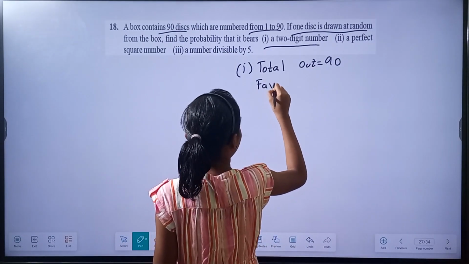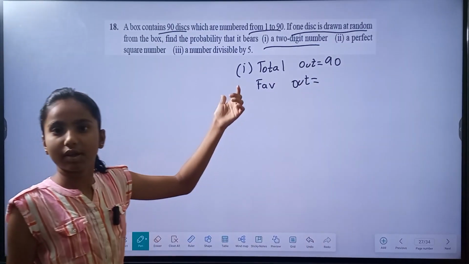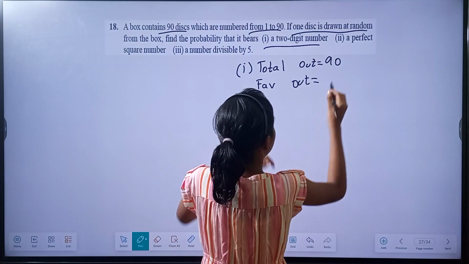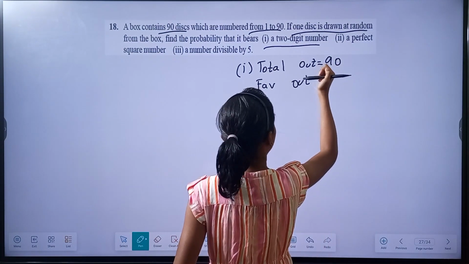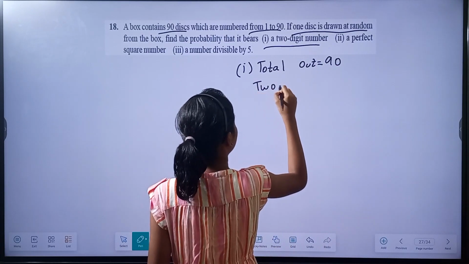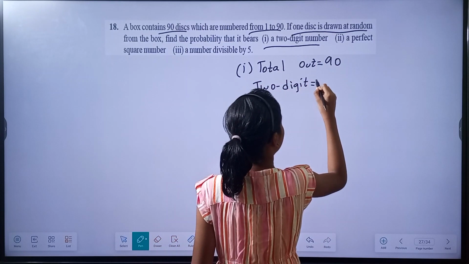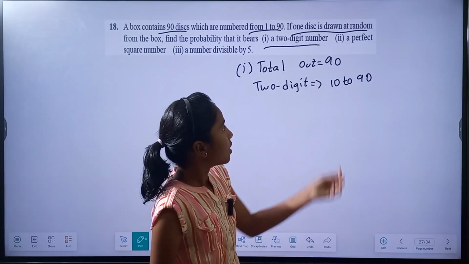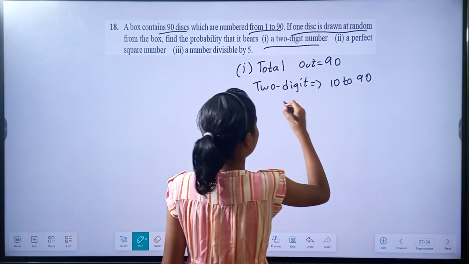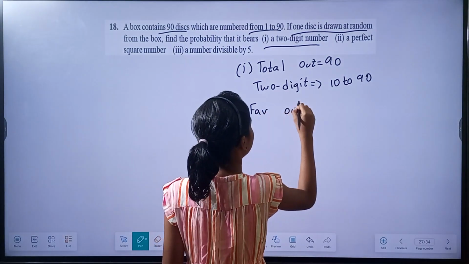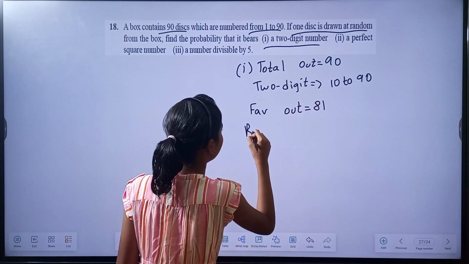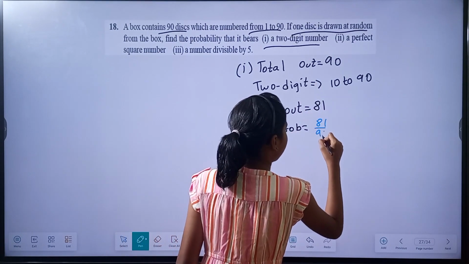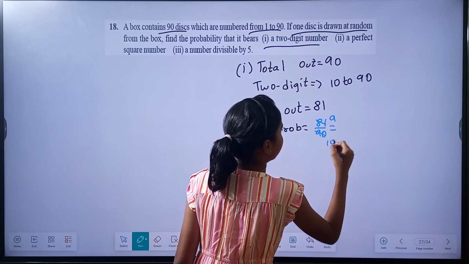For the favorable outcomes, it is a two digit number. The two digit numbers are from 10 to 90, and the total, by taking the reference, minus 9, we have 1 to 81, which is 81. So favorable outcomes equal 81. The required probability equals 81 by 90. By simplifying this, you can write 9 by 10.